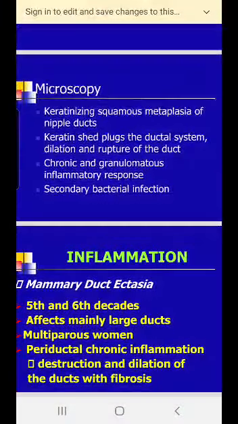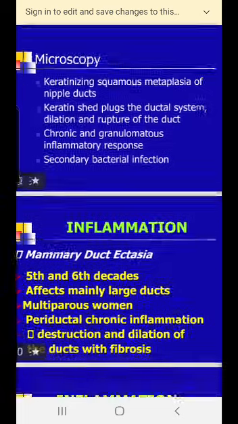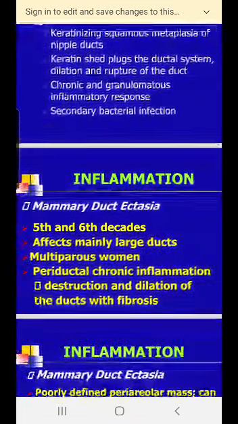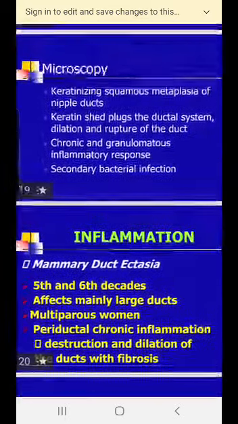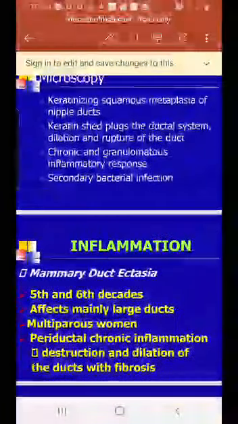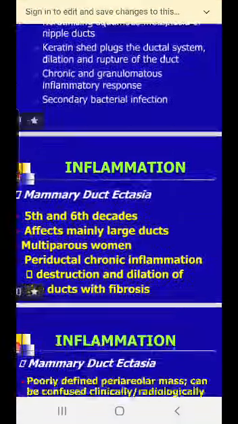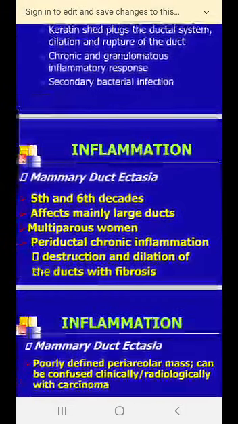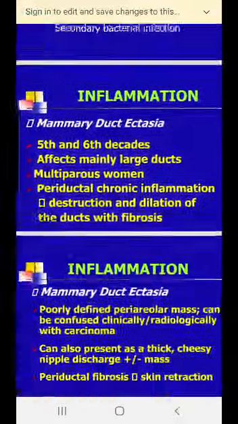So microscopically, because of the infarction, we will be able to see squamous metaplasia of the nipple ducts. Then there might be keratin shed into the ductal system, with dilation and rupture of the ducts. Then we'll have a chronic and granulomatous inflammatory response, and then a secondary bacterial infection might supervene. So you'll see lymphocytes and granulomas on microscopy, and if it is a severe bacterial infection, you might see some neutrophils as well.